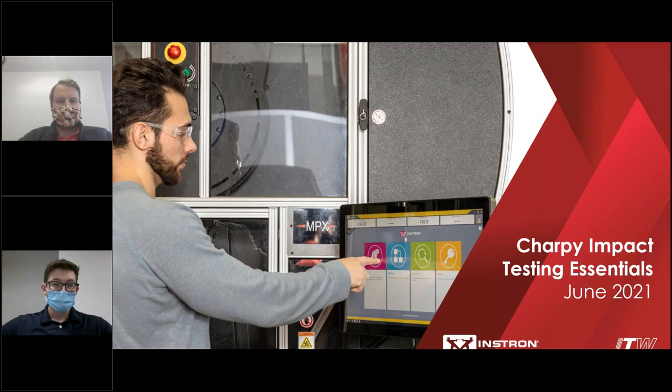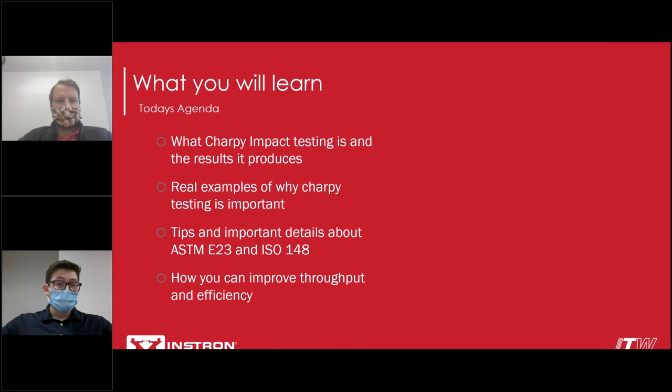So today, this is a little bit of an agenda of what you're going to learn. First, we're going to look at what Charpy impact testing is and the results that it produces. We're going to look at some real examples of why Charpy testing is important, some tips and important details about ASTM E23 and ISO 148, and also how you can improve throughput and efficiency in your impact testing. So to get started, let's look at what impact testing is.